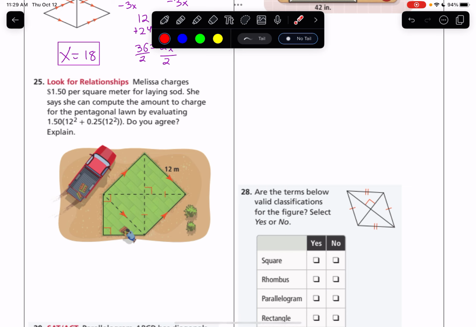And it has pieces of the diagonal that are congruent, so that tells us it has congruent diagonals. It also has right-angled or perpendicular diagonals, which means it's a rhombus. So this is a square. So if one side is 12, the other side is 12.